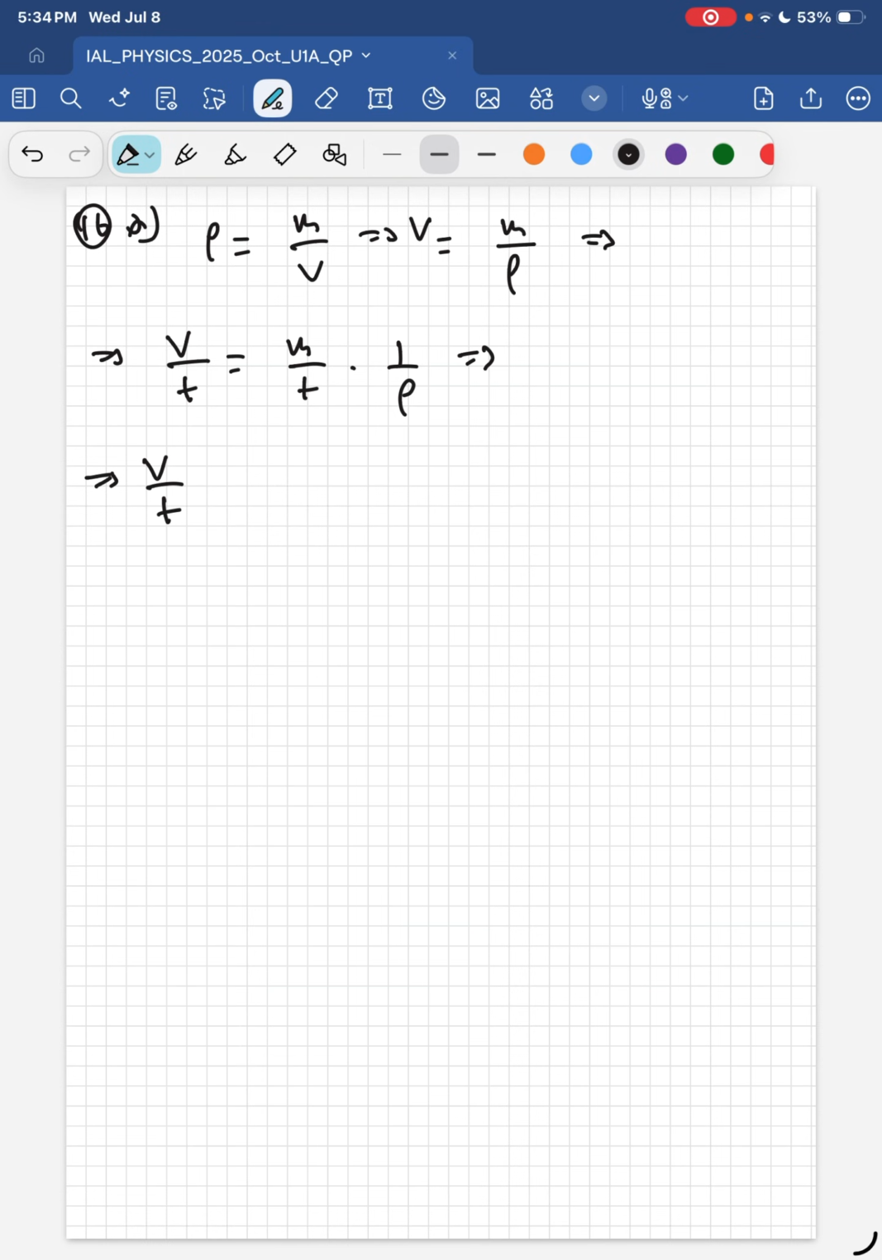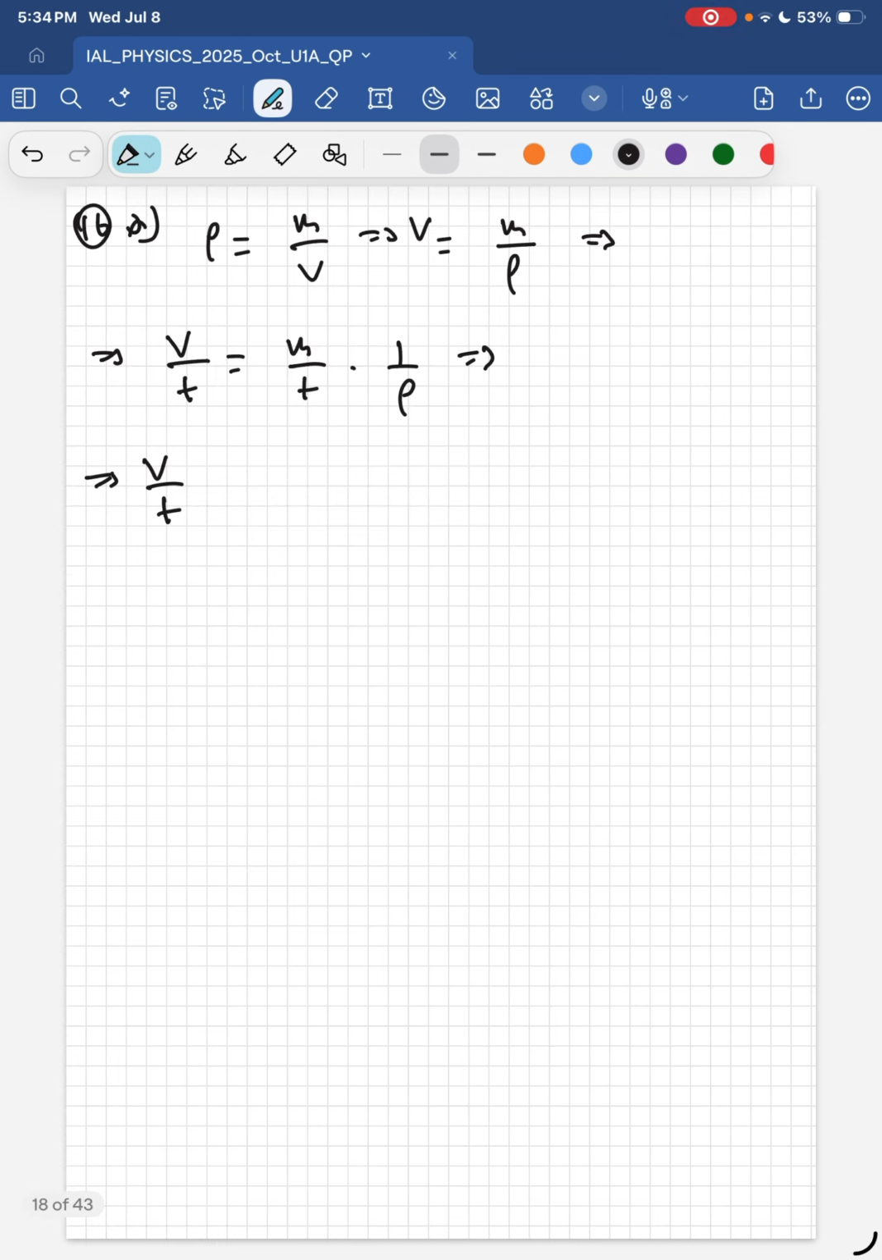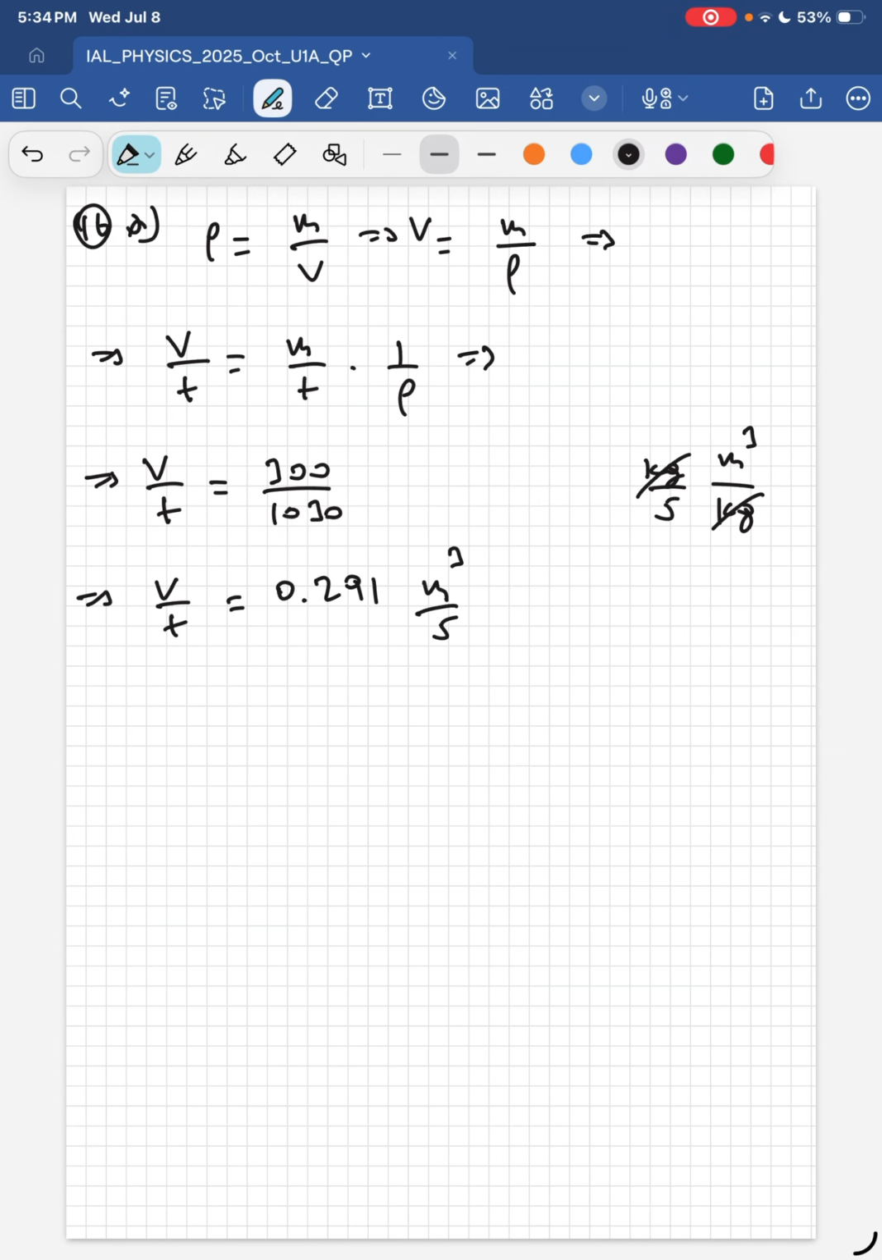So the volume per time that is pumped out of this pipe is mass per time. So 300 kilograms per second, this is what they say, over 1,300 kilograms per cubic meter. So kilograms drop out, and we find that the volume of water per time is equal to 0.291 cubic meters per second.